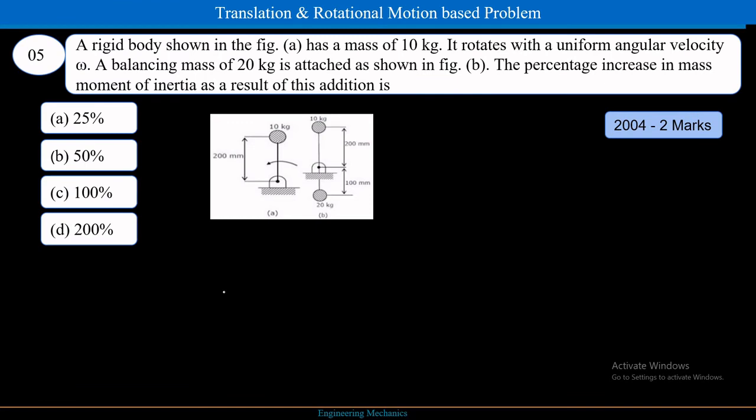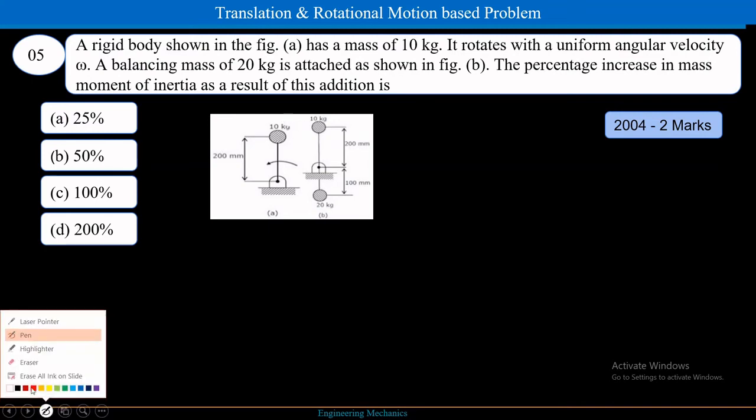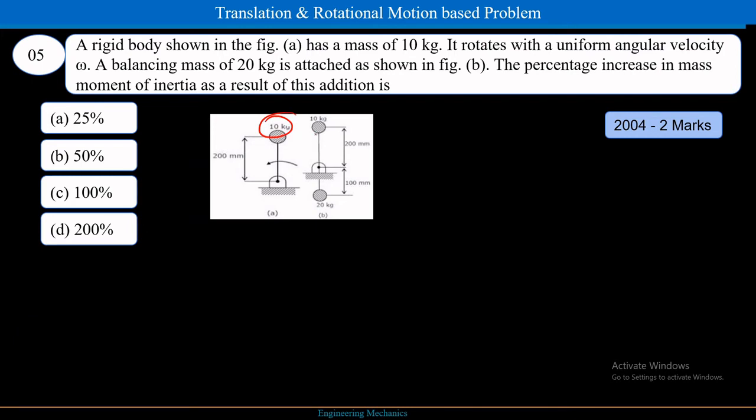Okay, in this sum, a rigid body shown in the figure A has a mass 10 kg. This is my mass 10 kg. Okay, this is my mass 10 kg and this is also 10 kg, and there is one more mass which is attached, that is 20 kg. Okay, what the question here is the percentage of increase in mass moment of inertia as a result of adding this 20 kg. What is my percentage increase in the mass moment of inertia? That is the question. So first we need to know what is mass moment of inertia.